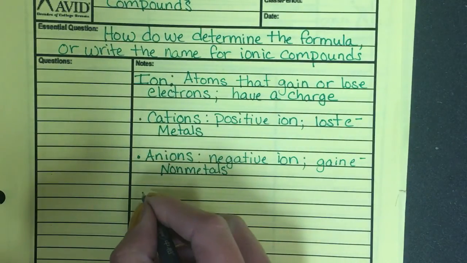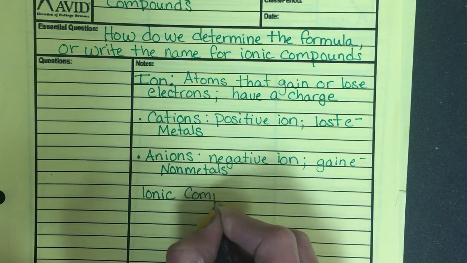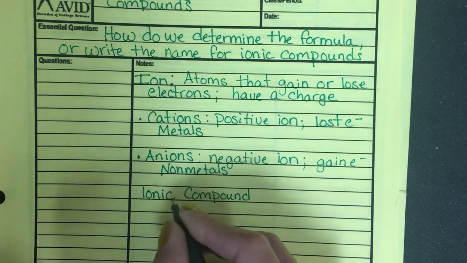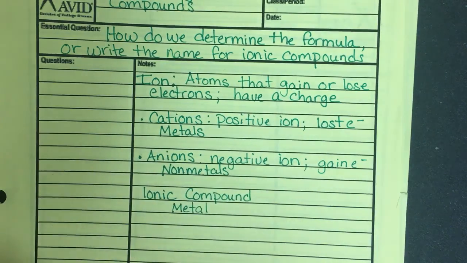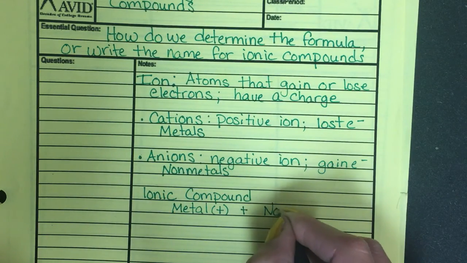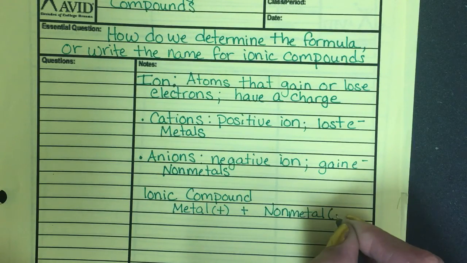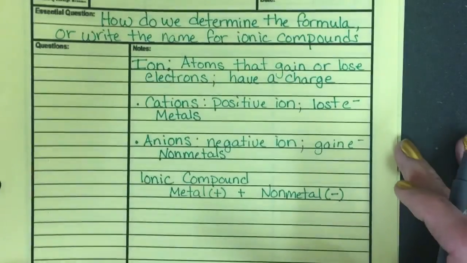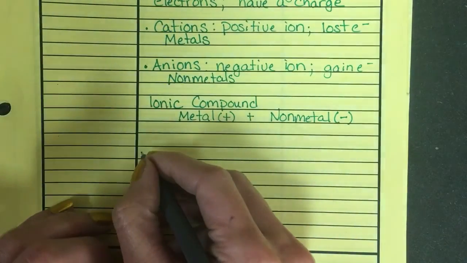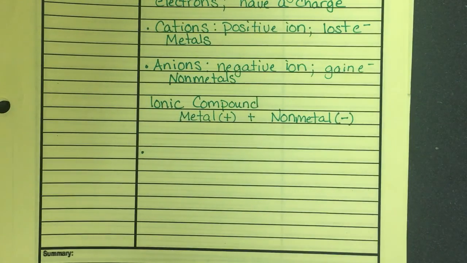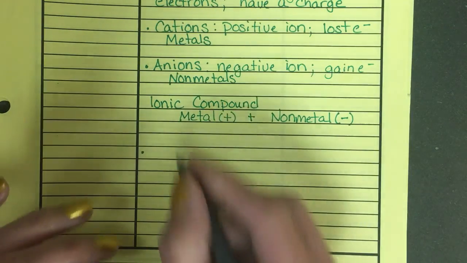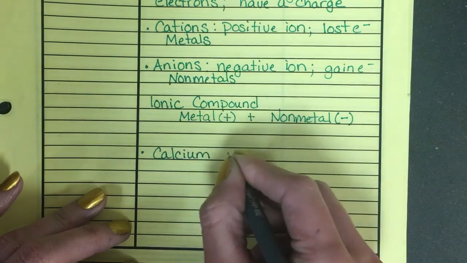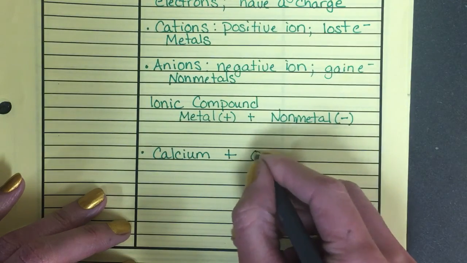So when we create an ionic compound, what we're going to do is we are going to have a metal, and that metal is going to have a positive charge. We're going to combine it with a nonmetal, and that nonmetal is going to have a negative charge, and when we put them together, the charges are going to cancel out. It's very important that our net charges cancel out. So here's the way we determine the formula for ionic compounds. Let's say I'm putting together a compound of calcium and how about oxygen?